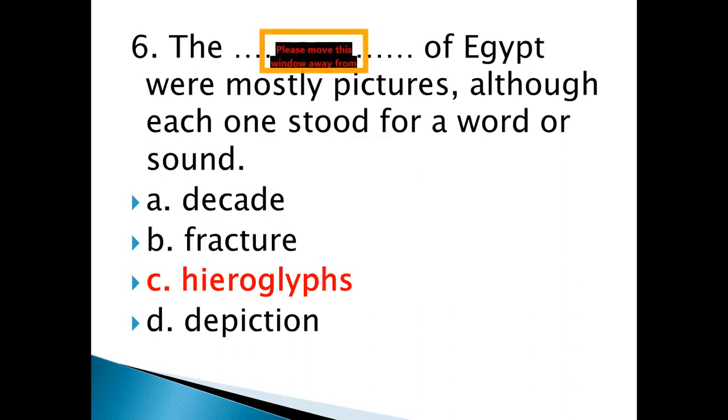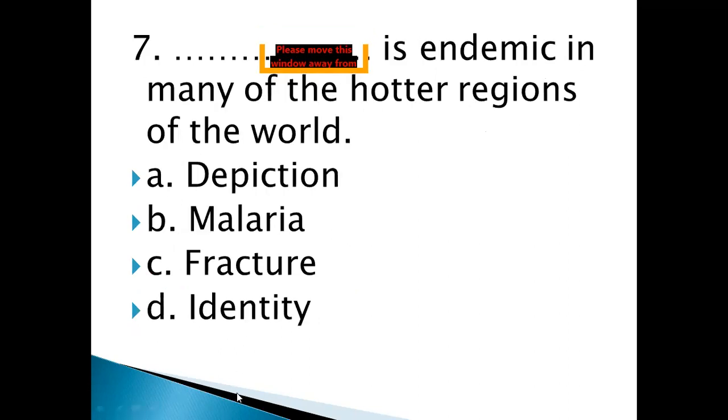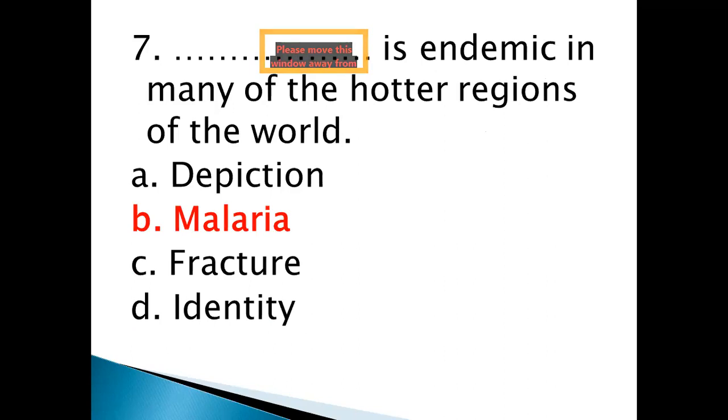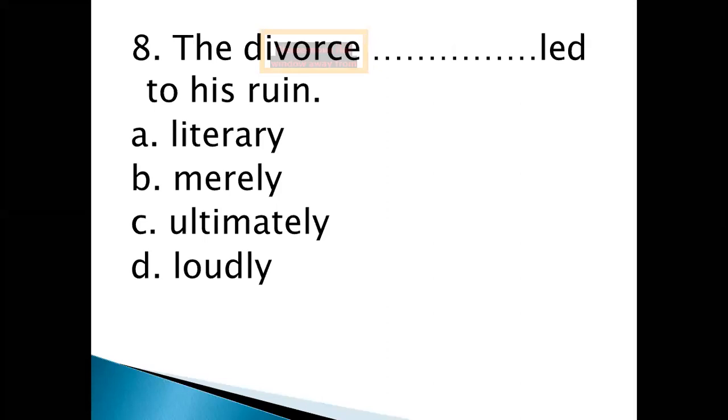Number seven. B. Very good. Malaria. Yes, it's okay. It's called malaria. And number eight, the divorce.